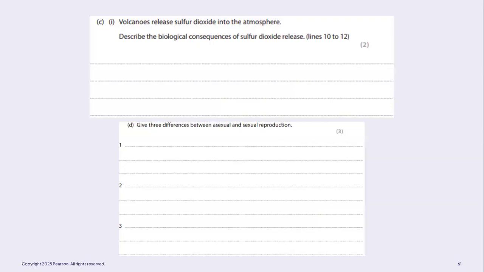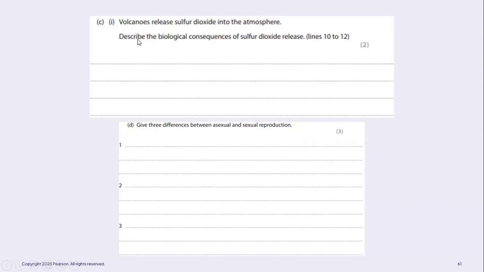It's the points that matter. They do not need to fill all the lines that they are given. Every year when papers are written, a few more lines are added to try and make sure that all students fit their answers into the answer box. And the more lines that are given, the more students write. They do not need to fill all the boxes. They need to take account of the number of marks available.